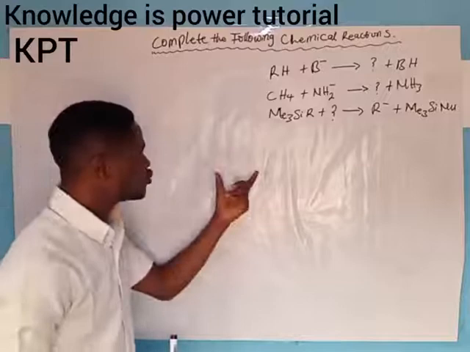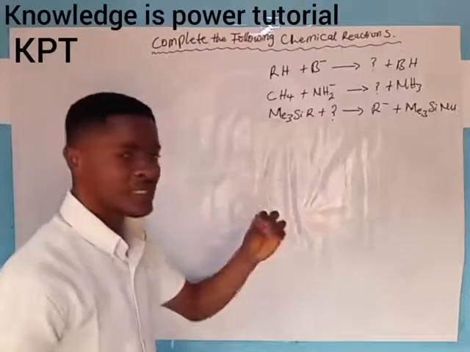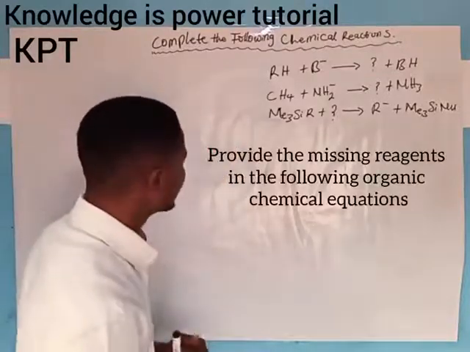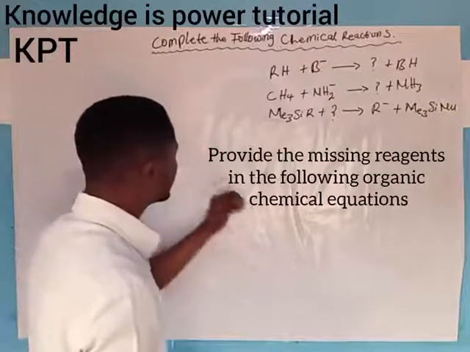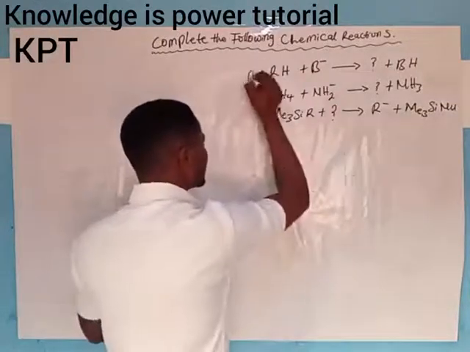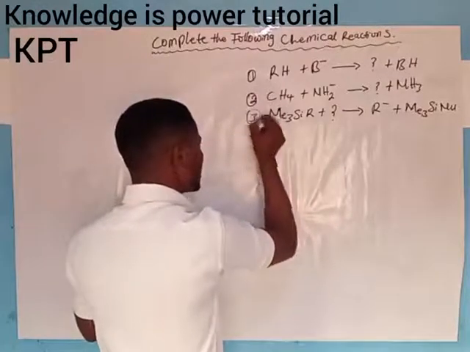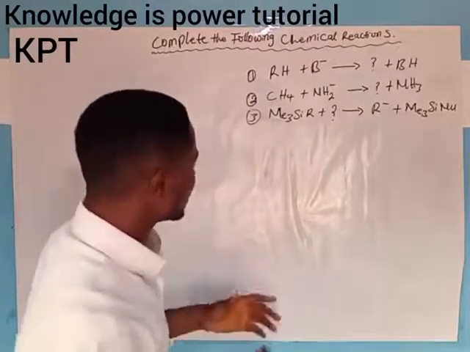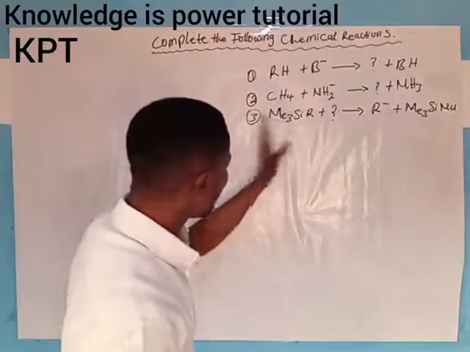In this lesson, we are going to be seeing some practice problems in organic chemistry. Like the question I have on the board says, complete the following chemical reactions. So I have about 3 of them here, the first, the second, and the third. So these 3 chemical reactions, we are asked in this question to complete it.